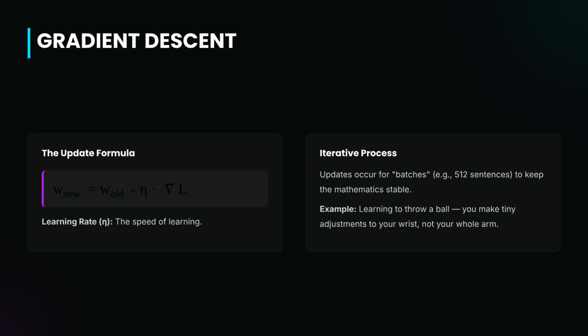Gradient descent is the iterative process of updating weights. The update formula uses a learning rate, or eta, which defines the speed of learning. Updates occur in stable batches, similar to how you make tiny adjustments to your wrist, not your whole arm, when learning to throw a ball.